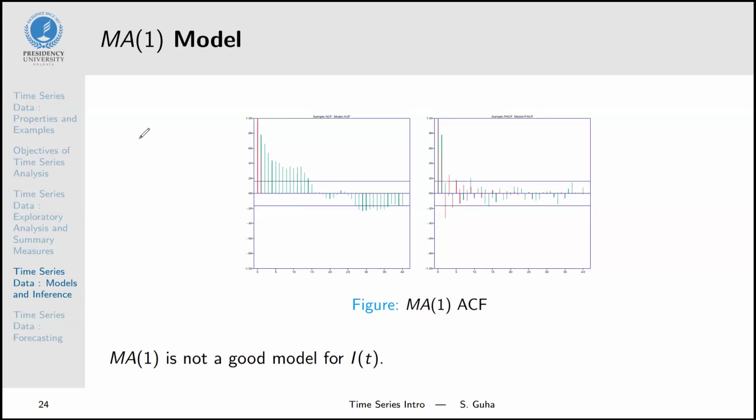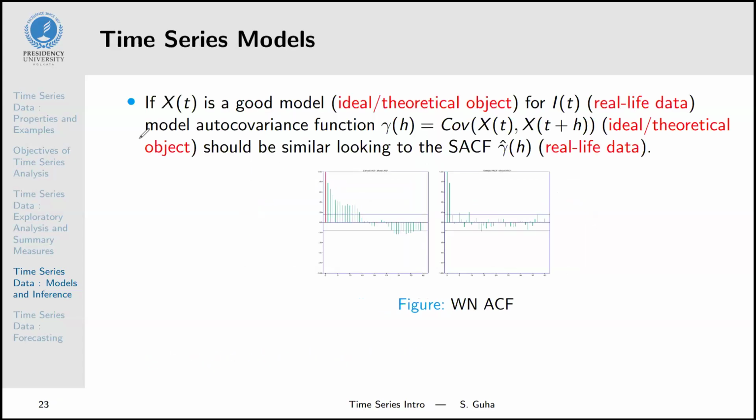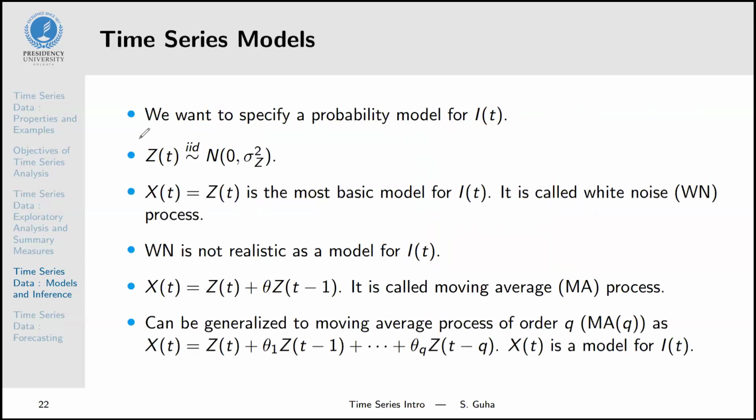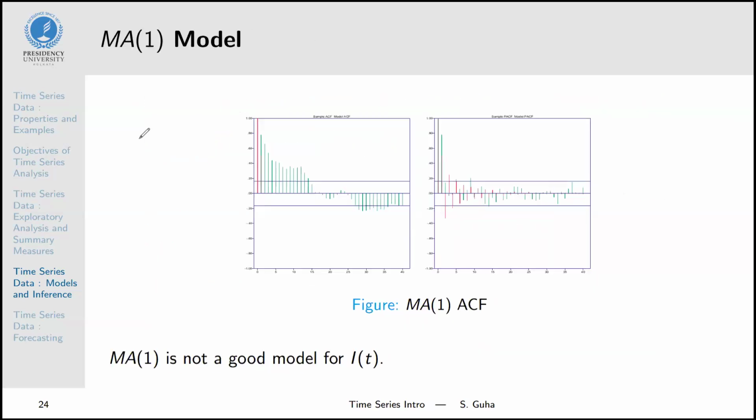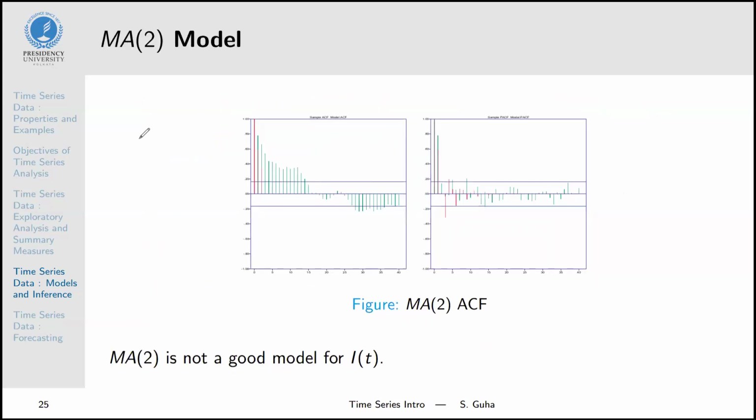So this was MA1. What about MA2? MA2 means, let us go back to this slide. MA2 means I have only Zt plus theta1 Zt minus 1 plus theta2 Zt minus 2. That would be an MA2. Let us see whether MA2 will be a good model for the data. So this will be MA2.